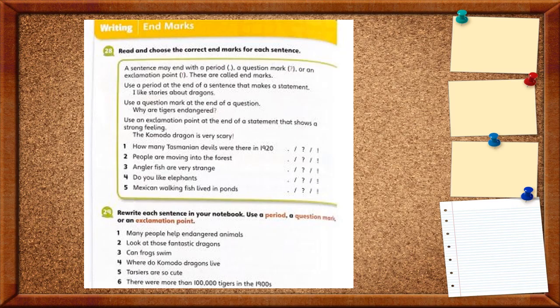On the next exercise, you have to use a period, a question mark, or an exclamation point using color red. Number 1. Many people help endangered animals. Muchas personas ayudan a los animales en peligro de extinción. Excellent. Just write a period. Nada más tenemos que poner un punto. And continue with the next ones, please.